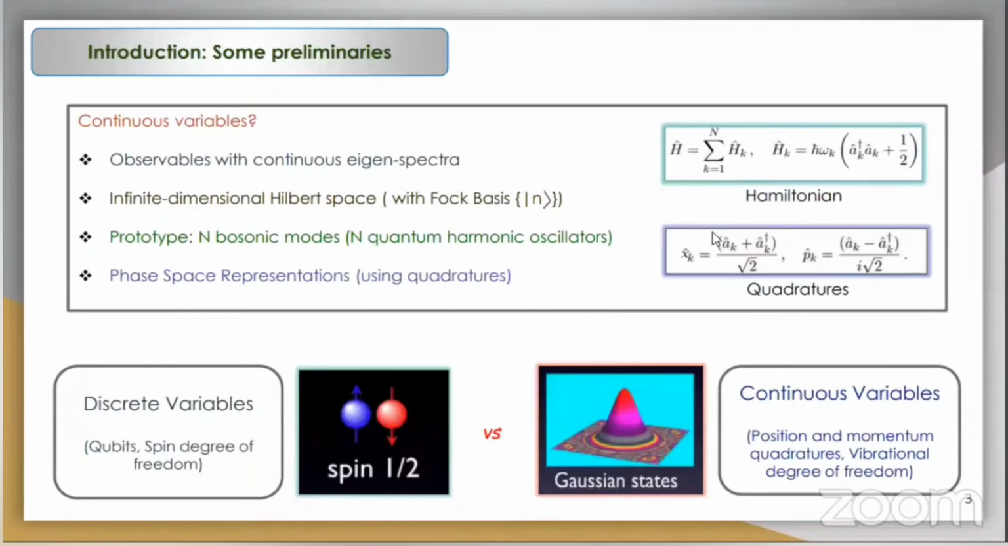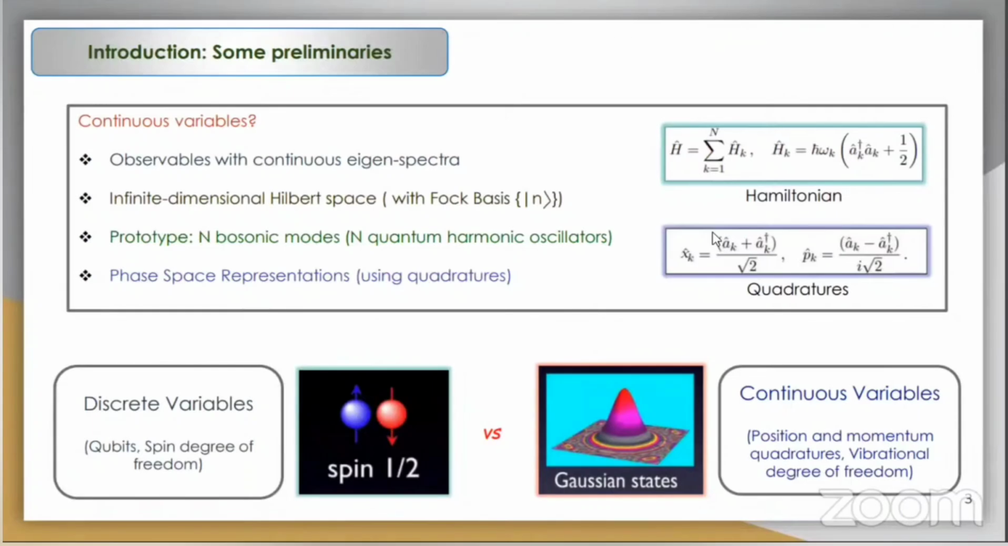So till now, many people have already talked about continuous variables. In quantum information theory, we can broadly divide it into two categories. In discrete variables, we talk about qubits, spin degrees of freedom, and so on, where the degree of freedom is finite. And in continuous variables, we talk about situations where we have continuous eigenspectra, for example, position, momentum, or the vibrational degree of freedom, and so on.